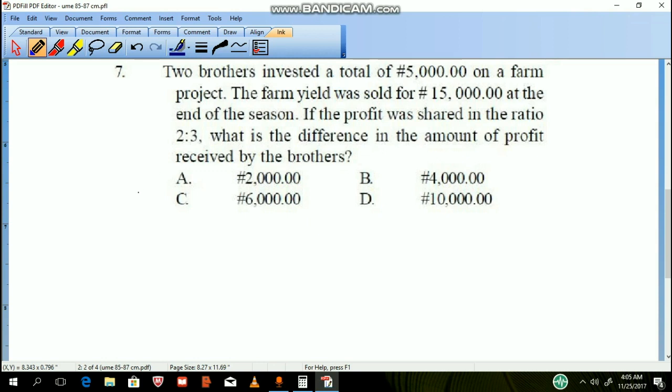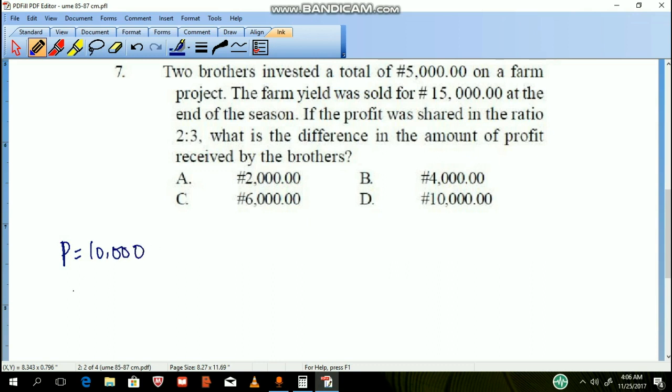Now, since they invested a total of 5,000 naira and the farm yield was sold for 15,000 naira. Okay, I guess I didn't even have to mention interest here. So it's pretty much like you're saying the cost price, the amount they bought something, is 5,000 naira and they sold it for 15,000 naira. So that means the profit they will make will be 10,000 naira. They made a profit of 10,000 naira.